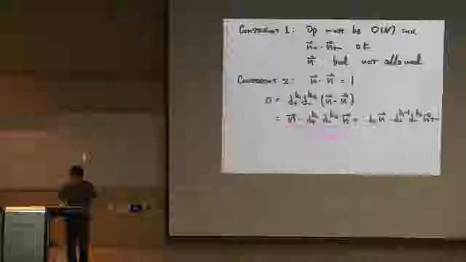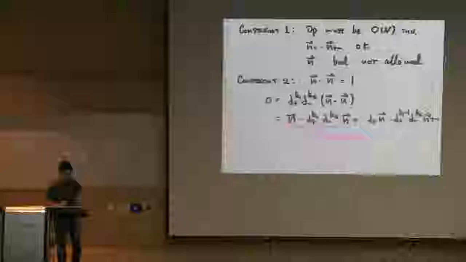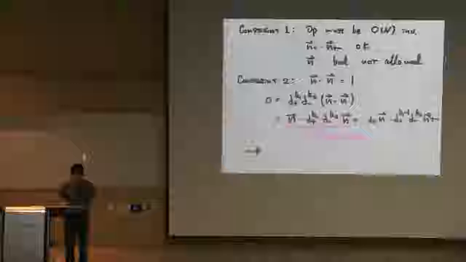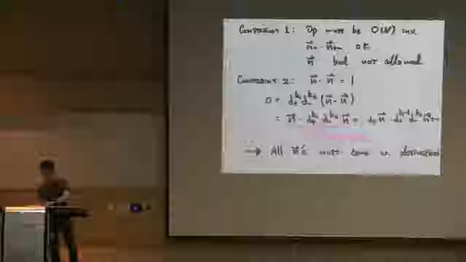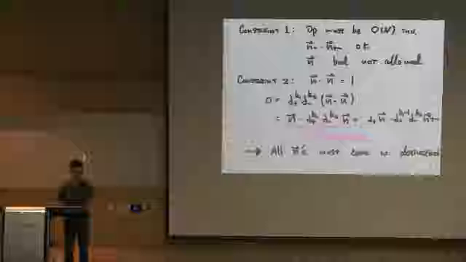Eliminate this first term in favor of the rest of the terms, which basically means that you can effectively impose this constraint, which is all n's must come with derivatives. Is this point clear? Okay, so this is the second constraint. And now there is a third constraint, but let me just wait a little bit. So O(N) must come with derivatives.